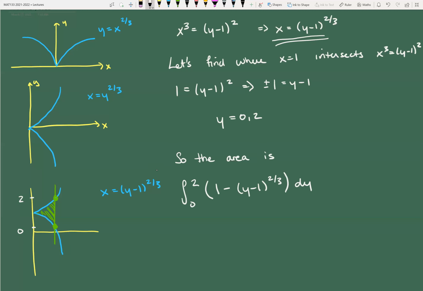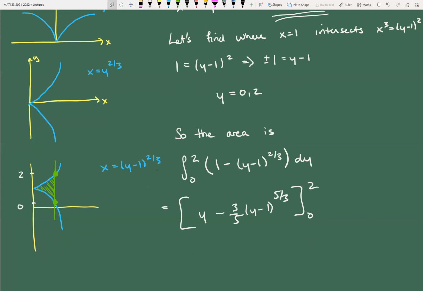So what am I going to get here? I'm going to get y minus, so it's actually going to be plus y minus 1. No, it's not. It's still going to be a minus. Y minus 1 to the 2/3. If I add 1 to that, I get 5/3, so this is going to be 3/5 y minus 1 to the 5/3, from 0 to 2. Let me just double check that quick. Yeah, that looks good.